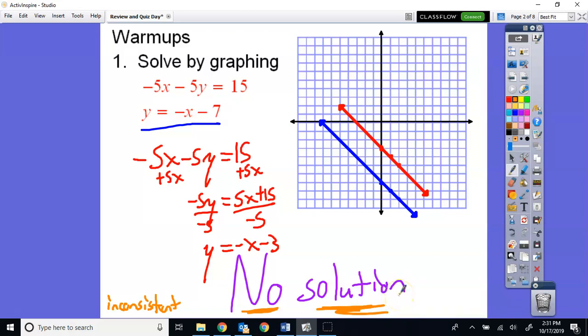If they do touch each other, then that would be the solution. You would just find the point where they touch each other. There'll be another video that you can watch on graphing as well.